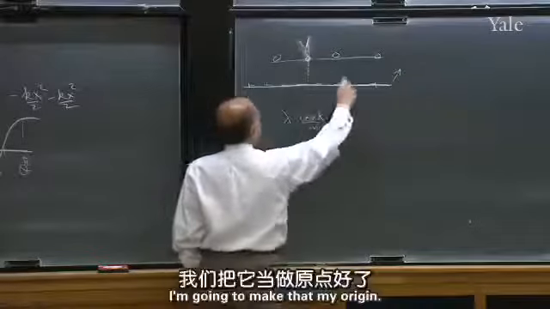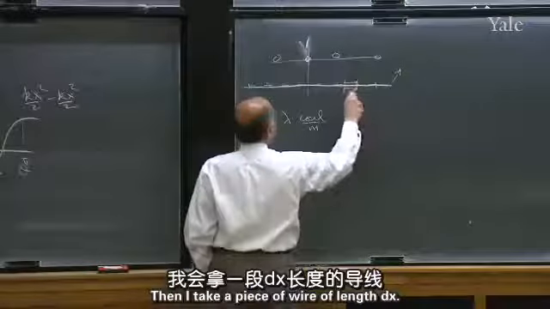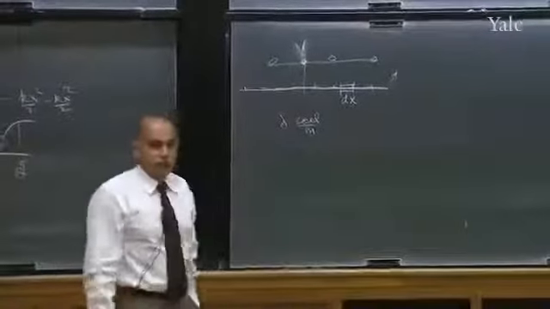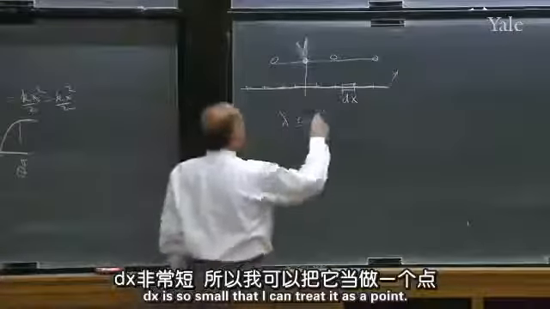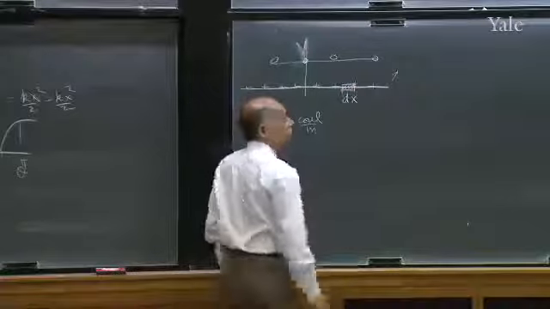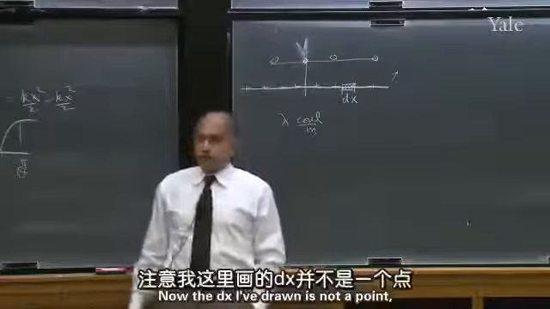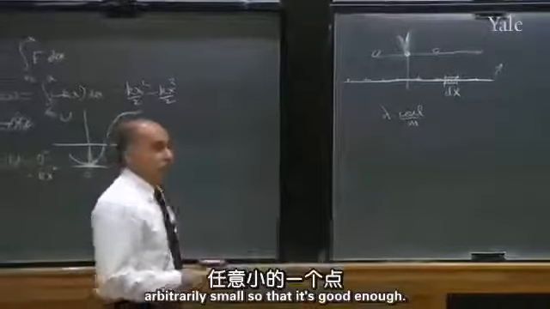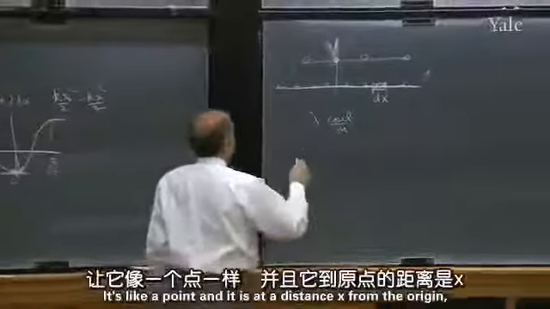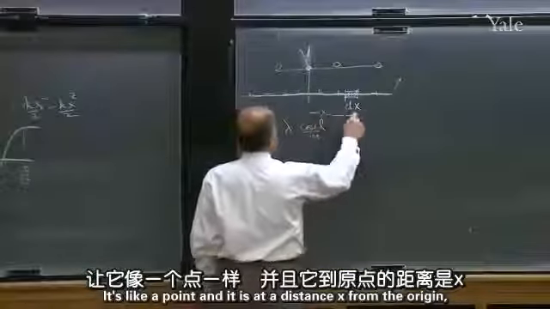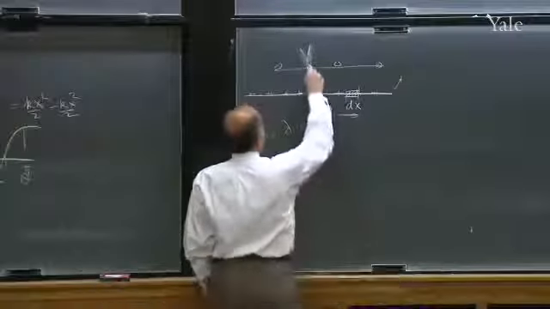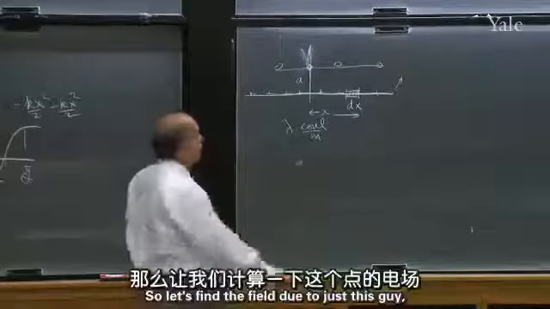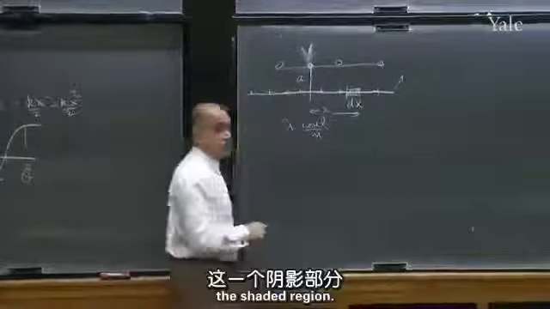I'm going to make that my origin. Then I take a piece of wire of length dx. dx is so small that I can treat it as a point. Now, the dx I've drawn is not a point, but in the end, we're going to make dx arbitrarily small so that it's good enough. It's like a point, and it is at a distance x from the origin, and let's say that distance is a. So let's find the field due to just this shaded region.